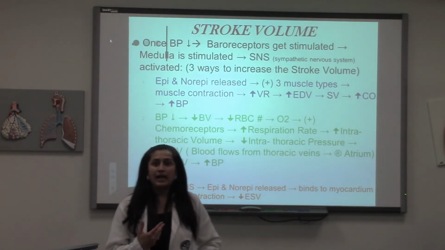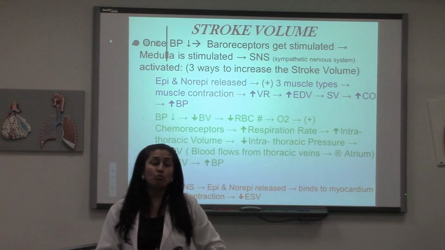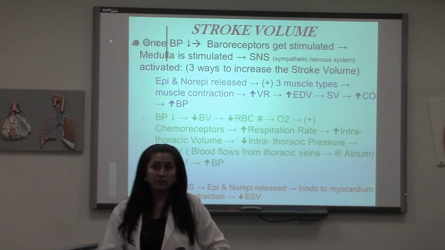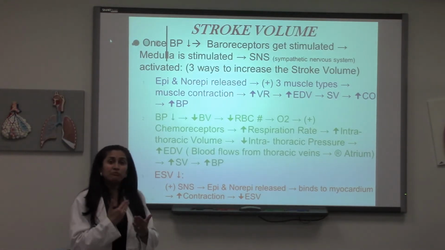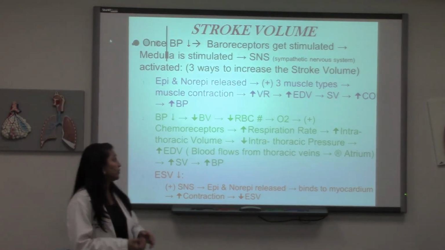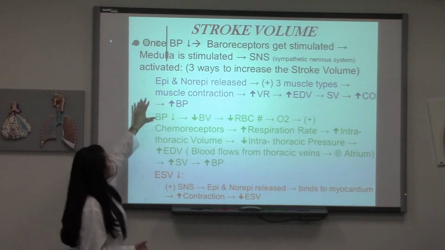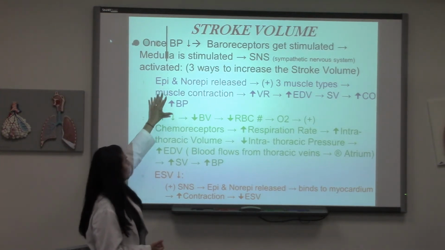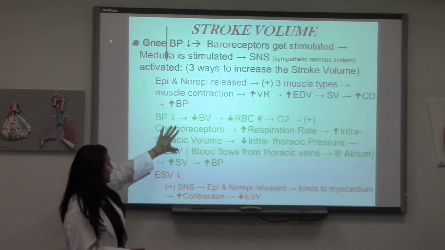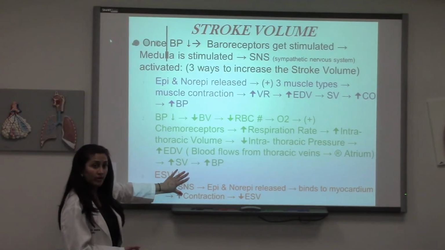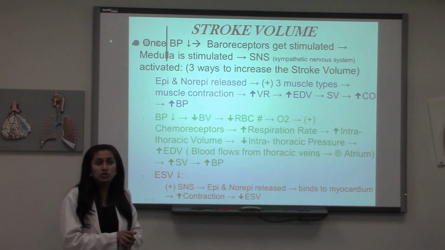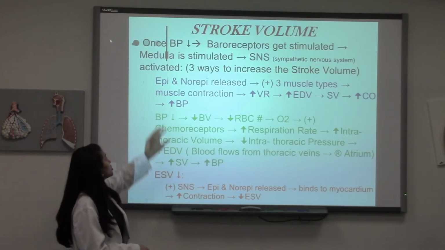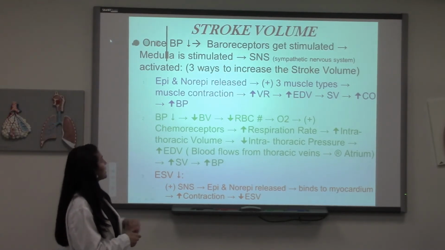Now, let's see how we can increase our stroke volume. Am I going too fast for you guys? There are 3 ways that you can increase your stroke volume. This is why they're in different colors. One way is the purple, another way is the green, and another way is the orange. All 3 of them will occur, but there are 3 different ways to increase your stroke volume. Let's talk about the purple one first.